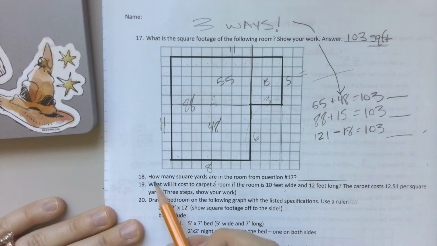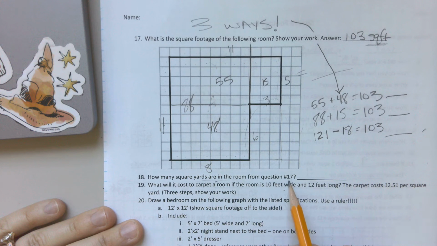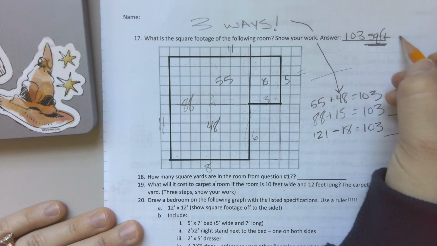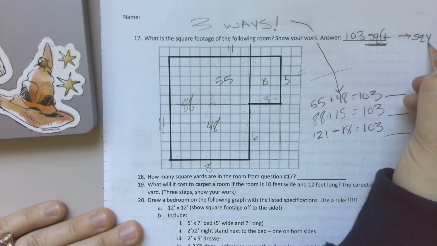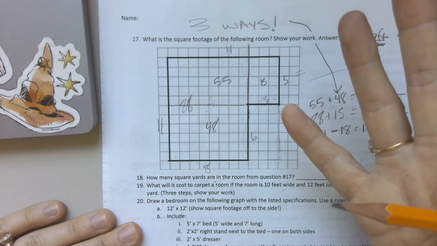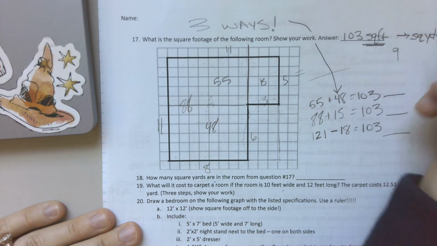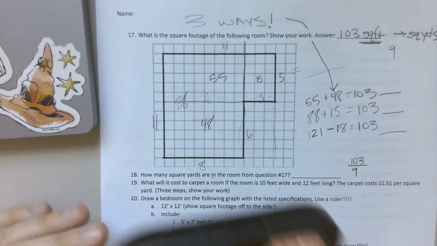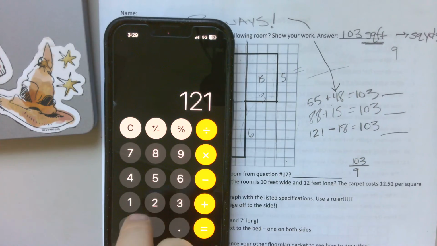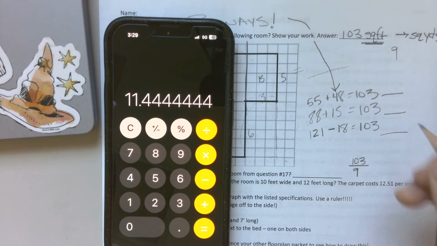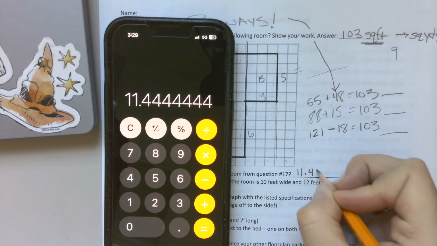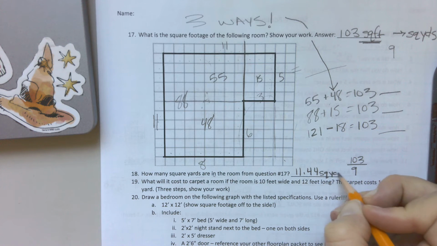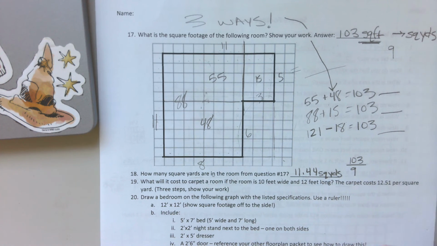Okay? Number 18, how many square yards are in a room from question 17? What do we have to do to this number when we're converting square feet to square yards? We divide by 9. So we're going to take 103 divided by 9. I'm going to pull up my handy dandy calculator. 103 divided by 9, so you get 11.44. And remember, it's square yards. You've got to include your units on all of these.